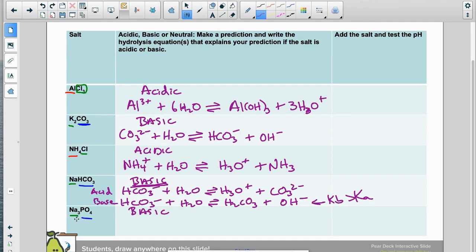Finally, the sodium phosphate is basic. Our PO4, our phosphate ion, can accept a proton and form some OH- ion, and so that causes our pH to go up.